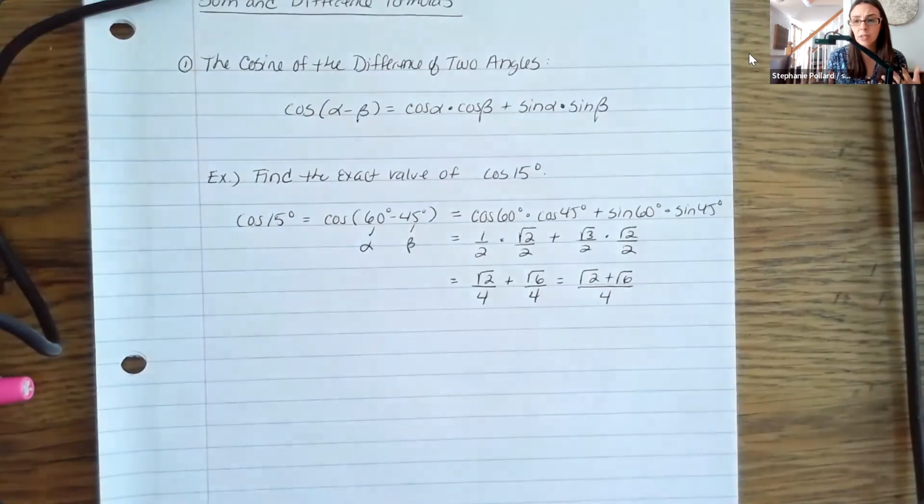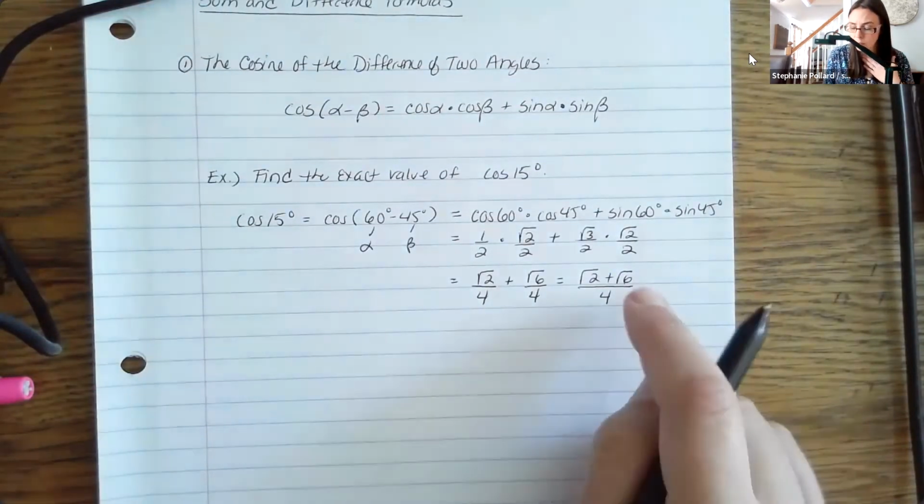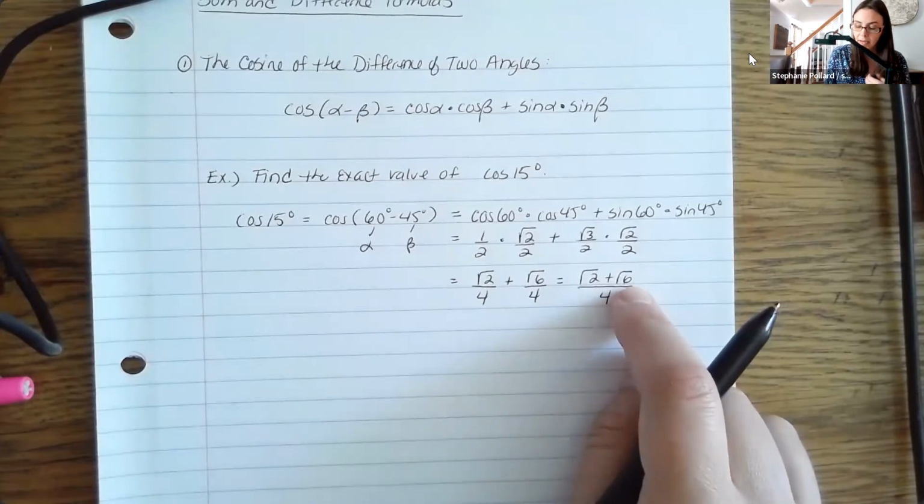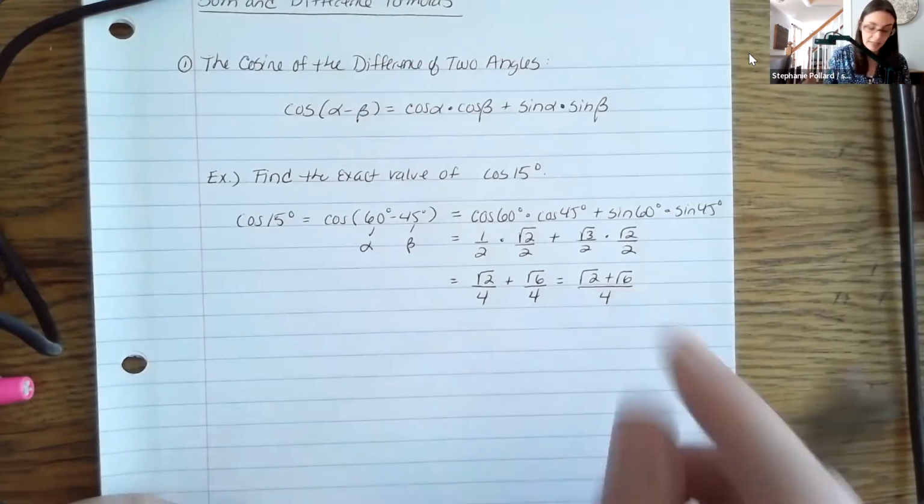And there's nothing I can really do besides this. Root 2 doesn't break down. Root 6 doesn't break down into anything helpful either that I can simplify. So this is my final answer.